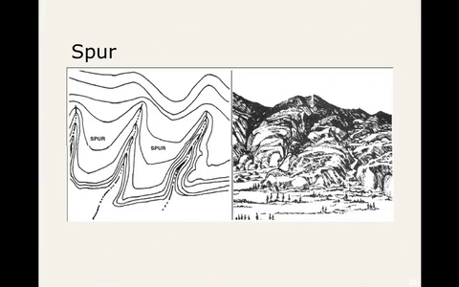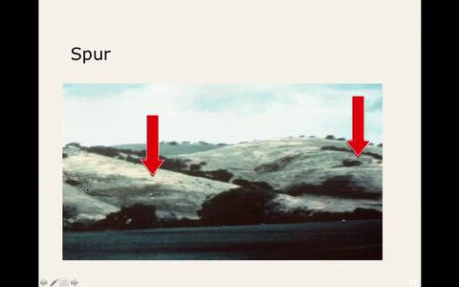The next terrain feature is a spur. A spur is a short, continuous sloping line of higher ground, normally jutting out from the sides of a ridge. Contour lines depict a spur with a U or V shape pointing away from higher ground. Here's a picture of spurs.